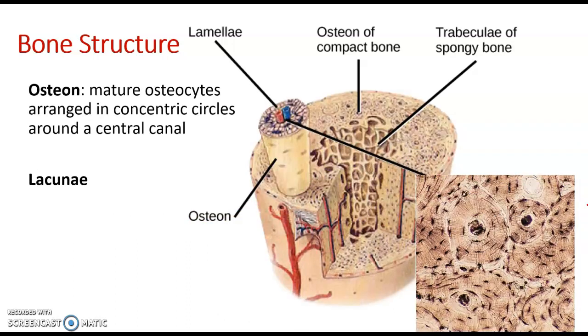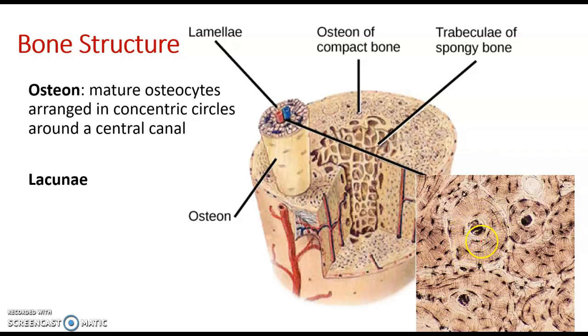The reason that bone has that reputation of being such a strong and sturdy tissue type is because the cells themselves are secreting that hard calcium and phosphorus-rich extracellular matrix, but they're also arranged in what we call an osteon, and this is that series of concentric circles around a focal point or a central canal.